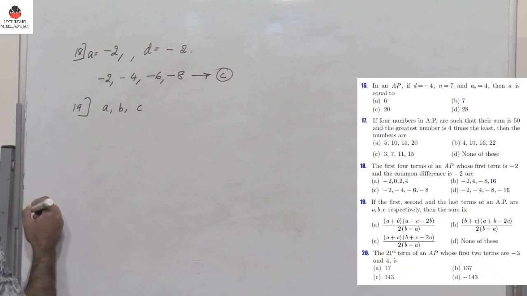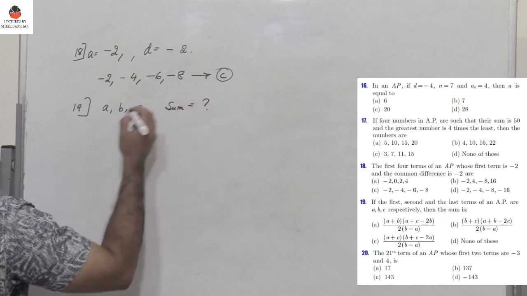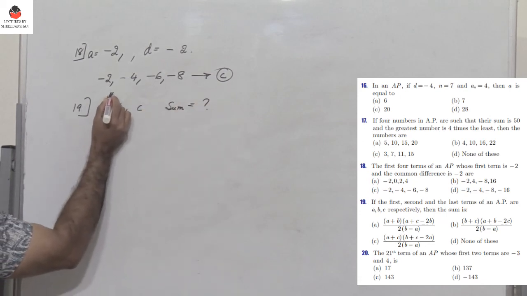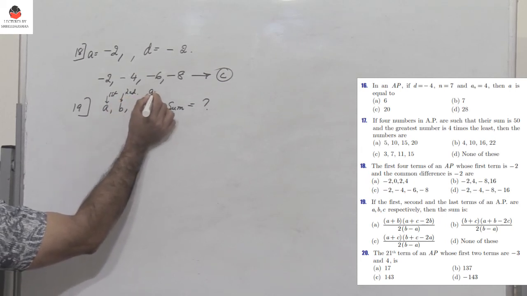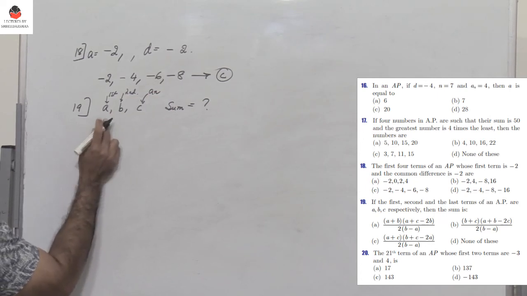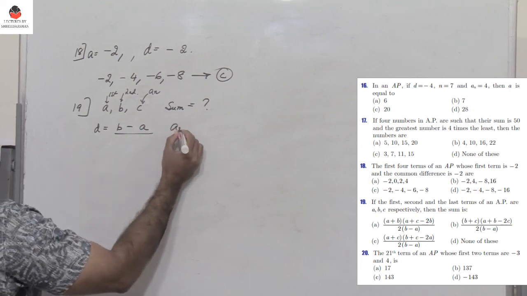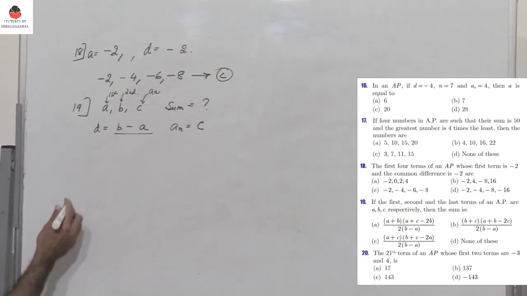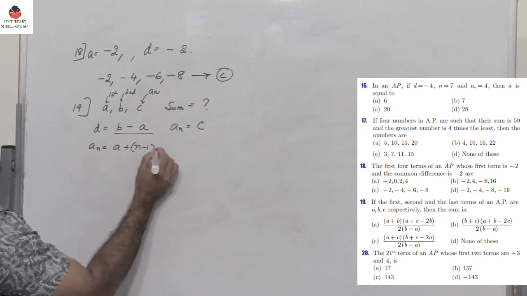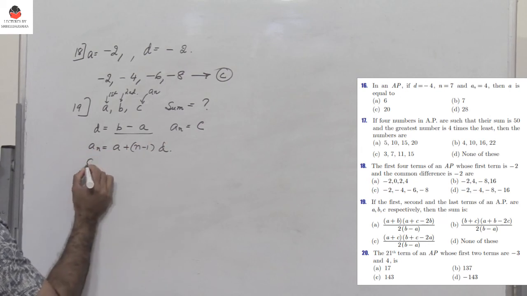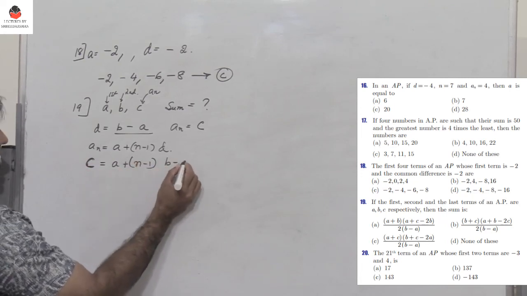Next, 19th one, the first, second and the last term of an arithmetic progression are a, b and c respectively. We need to find the sum. See, this is the first term, this is the second term, and this is the last term. So this is an. Now what is the common difference? The second term minus first term. B minus a is the common difference, and an is c here. Alright, so what is an? An is equal to a plus (n minus 1) into d. So you have an, which is c, equals a plus (n minus 1) into d, which is nothing but b minus a.